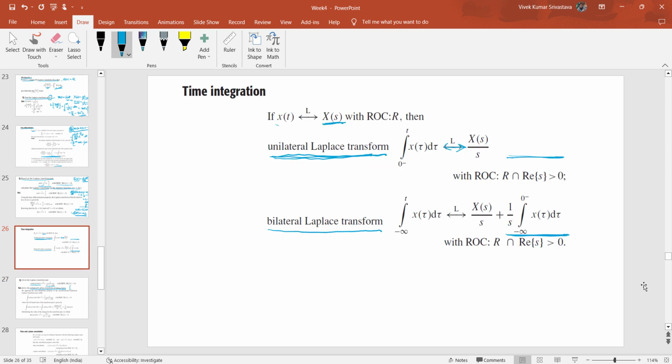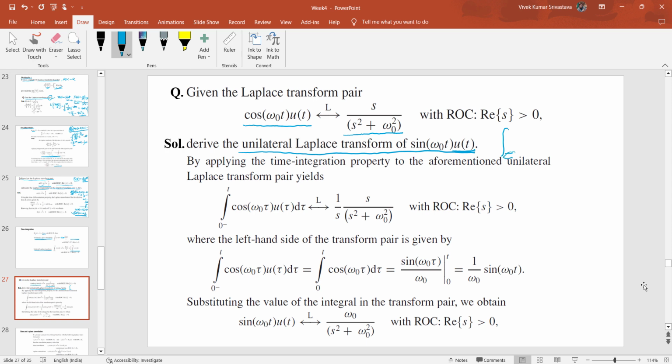property, that is the integral from 0 to t of x(tau) d tau will be equal to X(s) over s. Okay, so here x(tau) is basically cos of omega naught tau. So this will be equal to the integral from 0 to t of cos of omega naught tau d tau, which is equal to 1 over s into s over s square plus omega naught square.